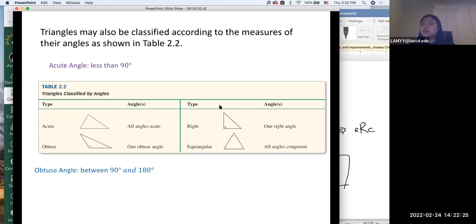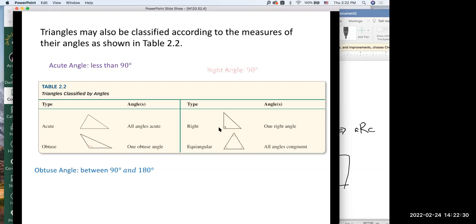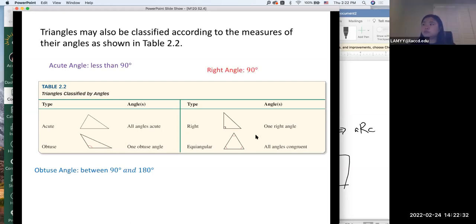How about right angle? Exactly 90 degrees. Obtuse angle means one of the angles will be between 90 and 180. Hey, you guys really need to remember all the properties of those names. Later on, I will just say obtuse angle, so you can imagine what the picture looks like.